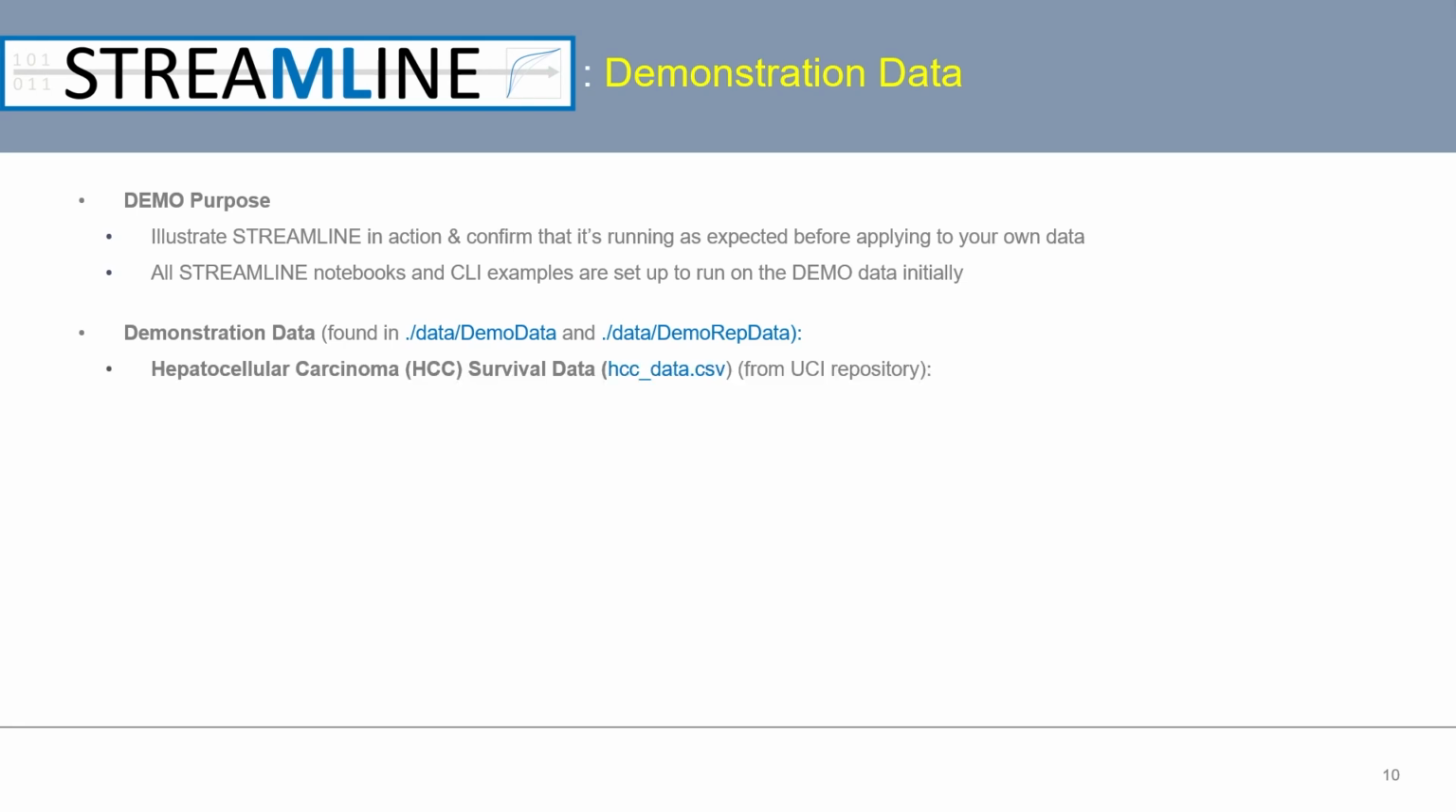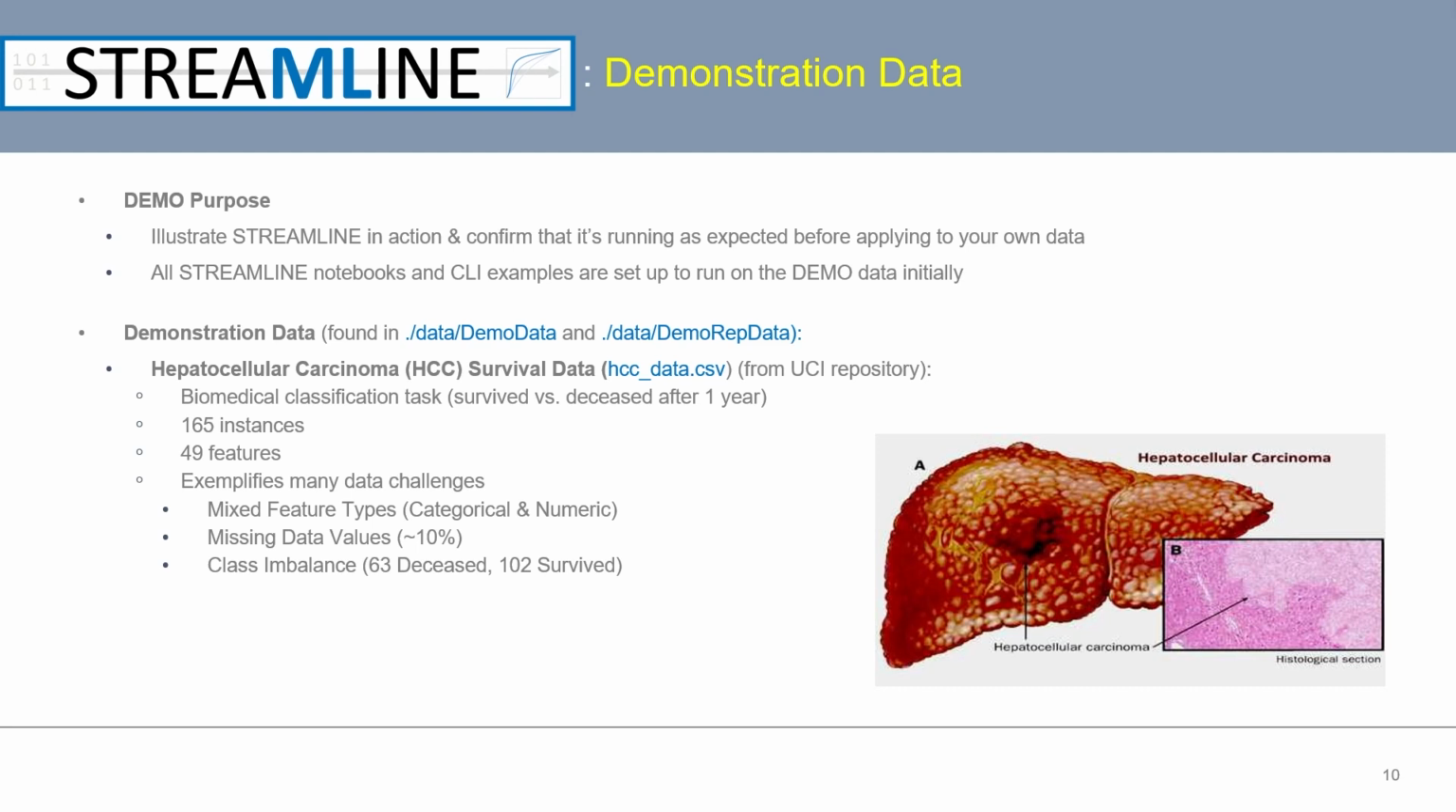The primary demonstration data is a hepatocellular carcinoma survival dataset taken from the UCI repository. It represents a biomedical classification task, with outcomes of survived versus deceased after 1 year. It includes 165 instances and 49 features, as well as exemplifies many common biomedical data challenges, including mixed feature types of both categorical and numeric, data missingness of about 10%, and class imbalance with 63 deceased instances and 102 that survived after 1 year.